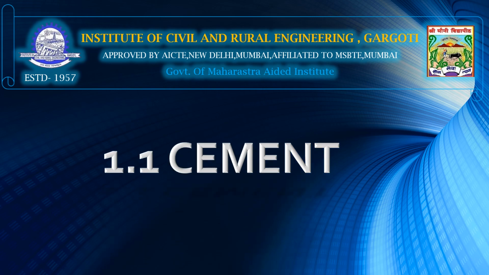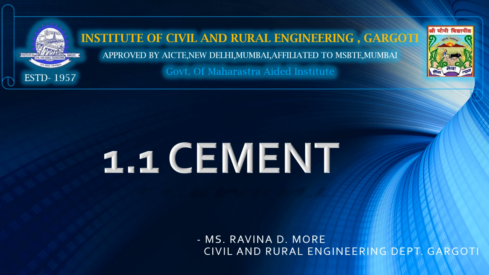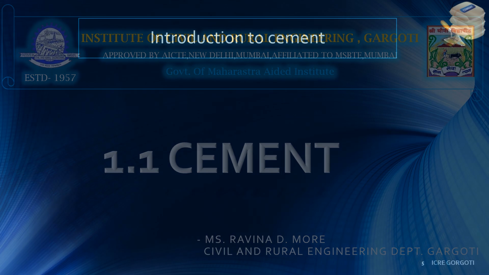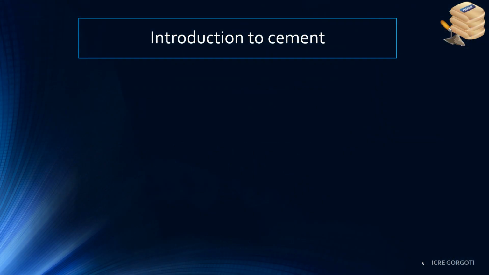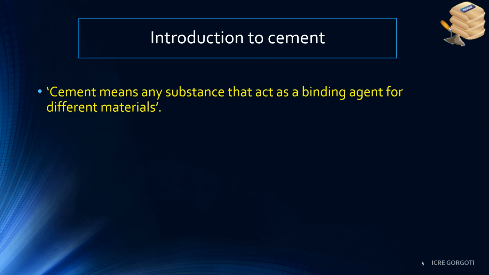Then move towards our topic, and the first chapter is cement. First point is introduction to cement. Cement means any substance that acts as a binding agent for different materials. That is, cement is a binding material. Then why is it more important than any other building material used in construction?